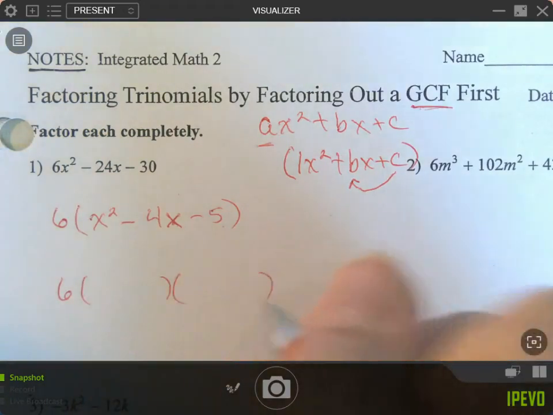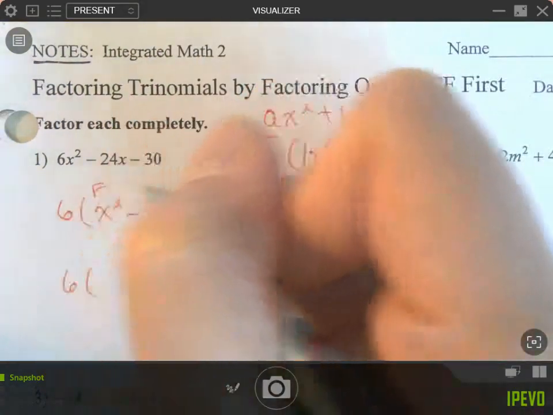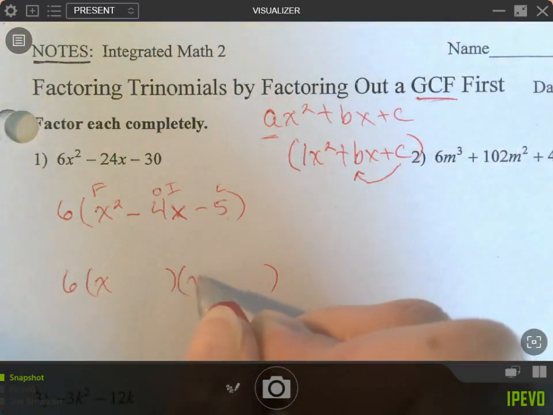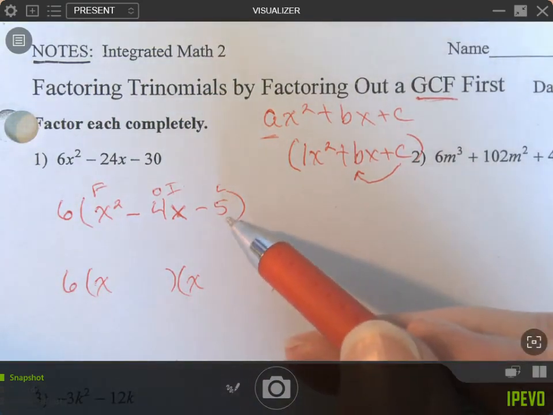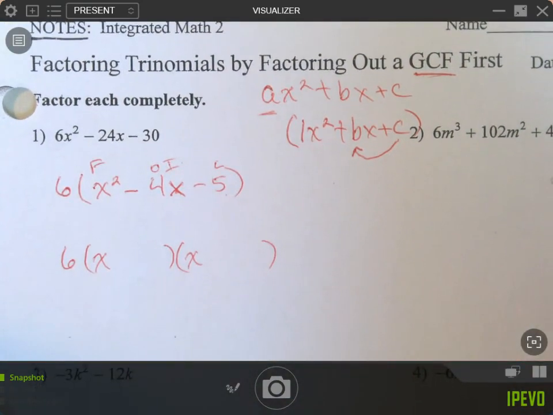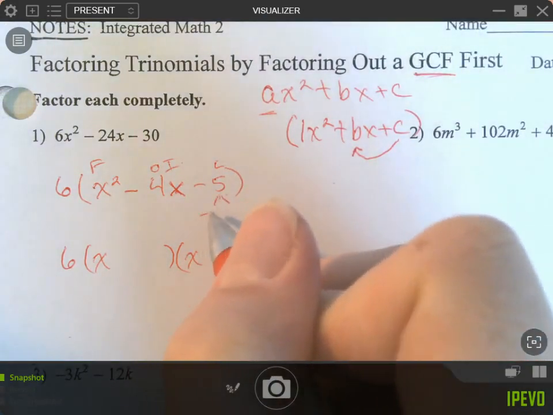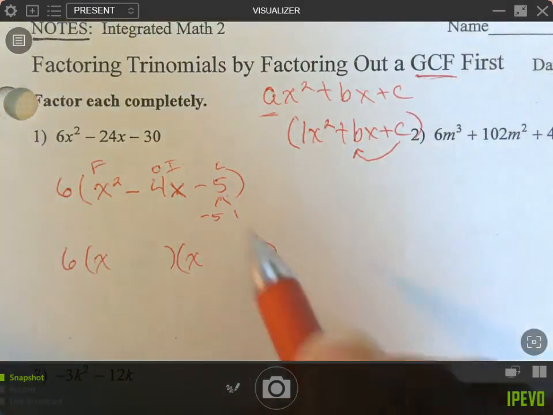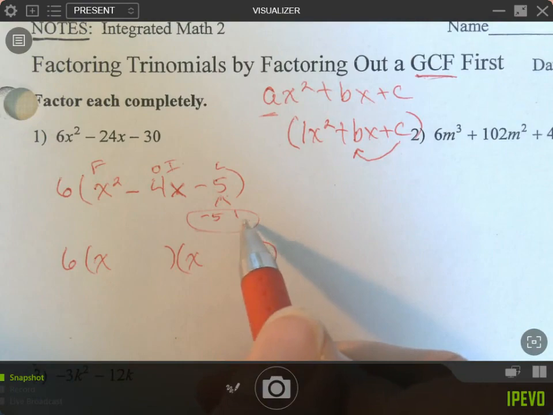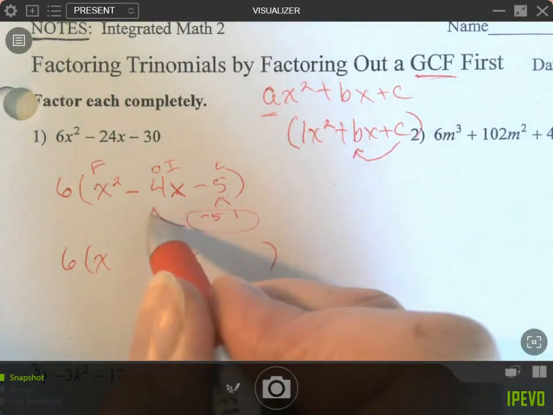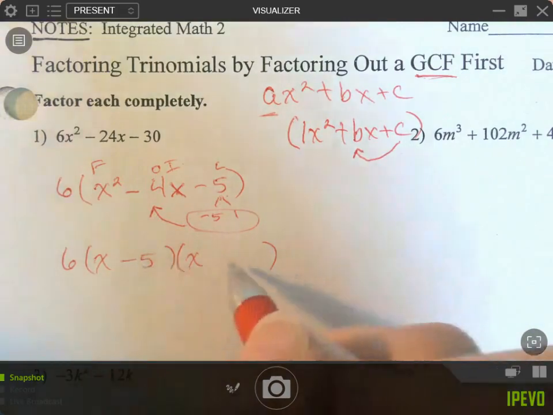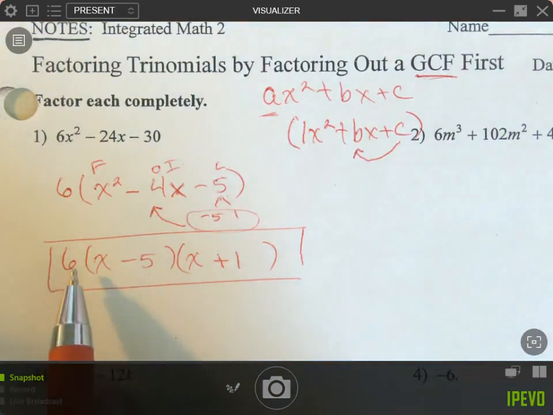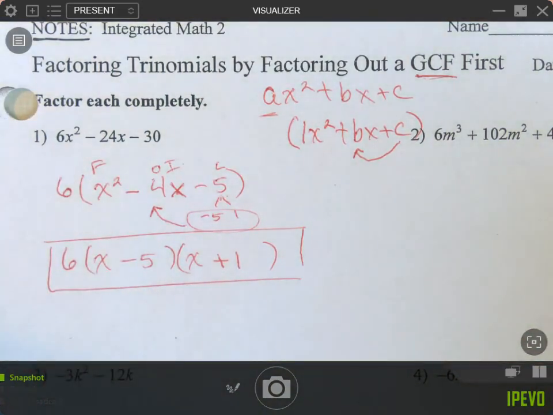Two sets of parentheses. Remember our reverse FOIL: first, outer, inner, and last. So my only option for the first term is x times x. What are my options for the last term? Well, I need a negative 5 and a positive 1, or a 5 and a negative 1. I need one of my numbers to be negative, and I'm happy with this pick because negative 5 times 1 is negative 5, and it adds up to negative 4. So minus 5 and plus 1. That is my final answer. Notice my GCF is still out front. I didn't lose it.